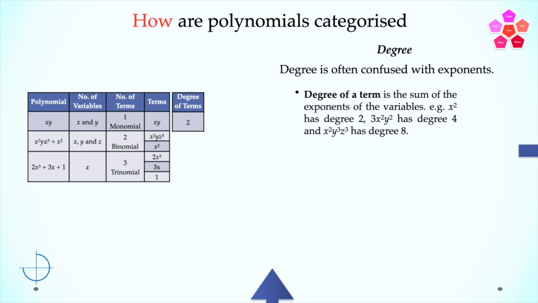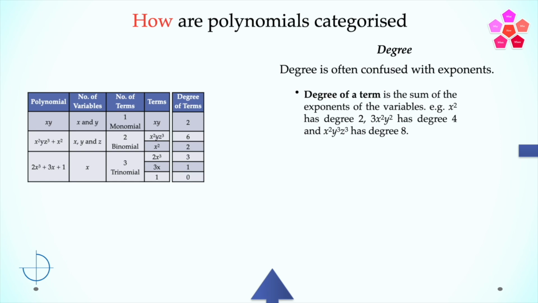If we look at the first term of the binomial, which is x squared y z cube, it has 2 plus 1 plus 3. That is, the degree of this term is 6. If you look at the second term, which is x squared, the degree of this term becomes 2. If we look at the trinomial, the degree of the first term, 2x cubed, is 3, as it is in one variable and x is the only variable. The second term has a degree of 1. And finally, the degree of the digit 1 is 0.